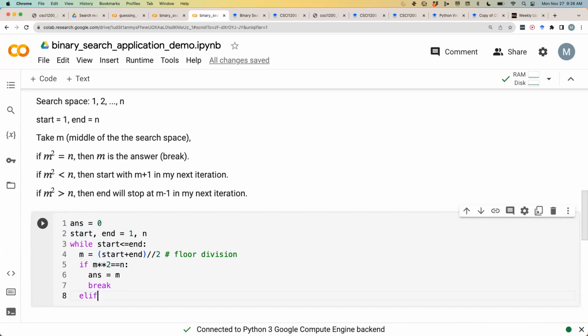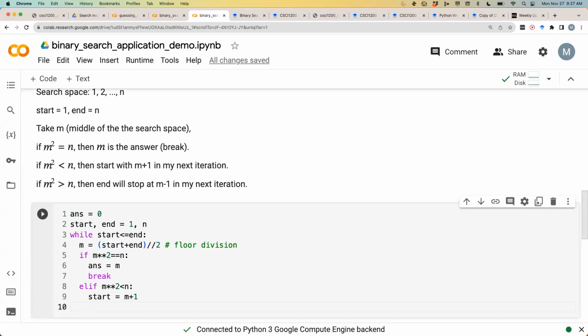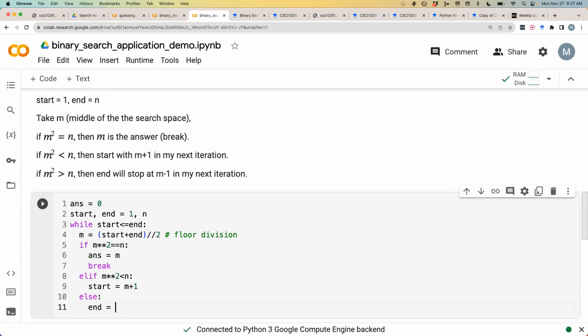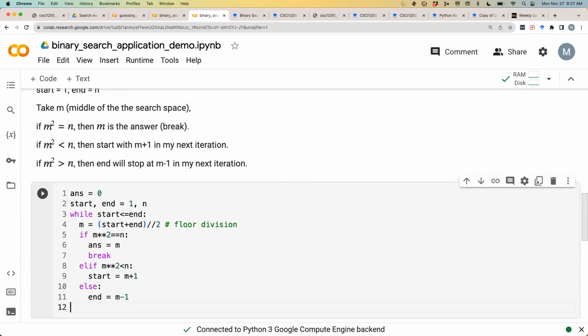Now, if it's not, there are two possibilities. If m squared is less than n, then I'm going to start with m plus 1 in my next iterations. I don't have to worry about 1 to this number m here, because they will all not be able to accommodate my number of students here. So I will start my next check with m plus 1. Else, my end will be equal to m minus 1.